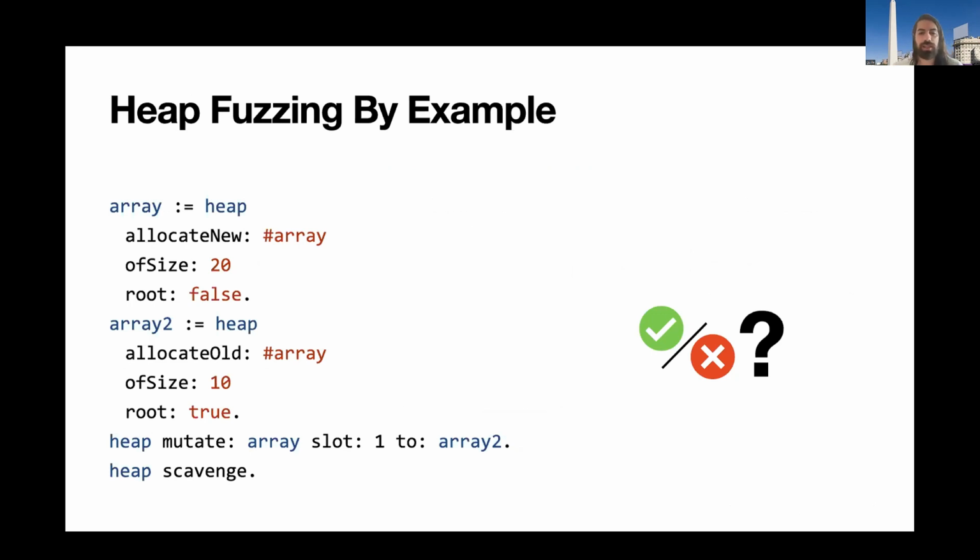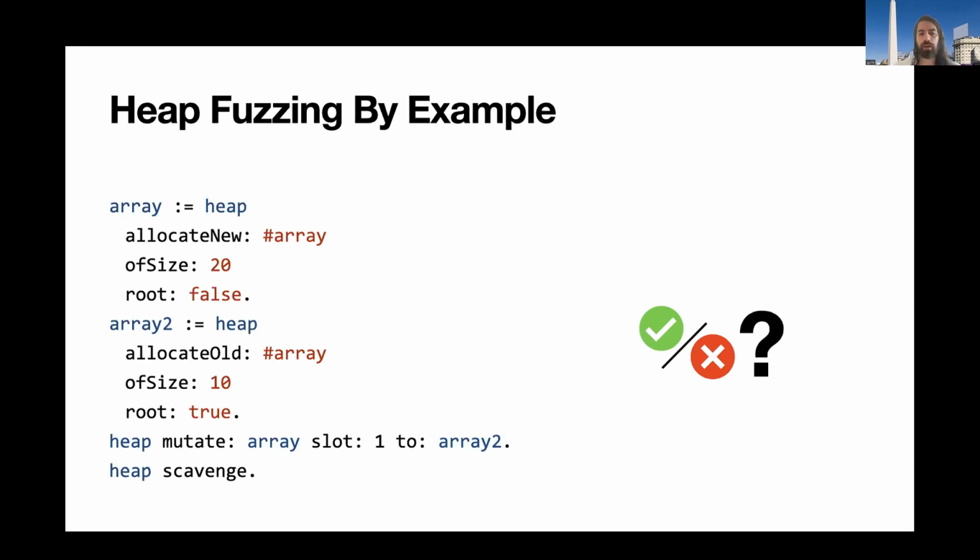For example, here we are taking the heap and telling it: allocate a new array of size 20 slots, which will not be a root object. Then we instantiate another object in the old space, an allocate old: an array of size 10, which will be a root object. Then we mutate the first array and make it reference the second array in the first slot. Then we run the garbage collection. So the question is, I have this scenario: did it run okay or not? This is the idea.